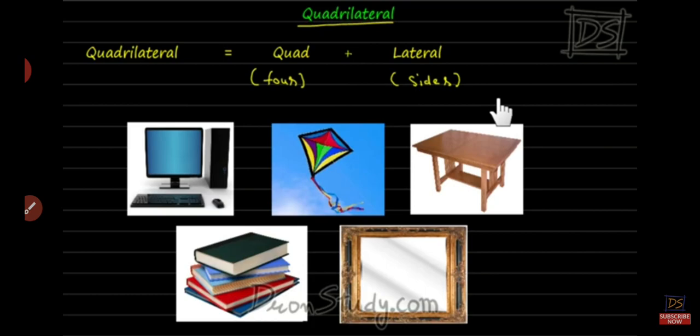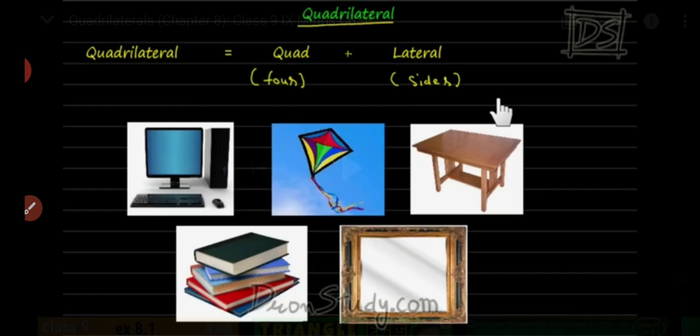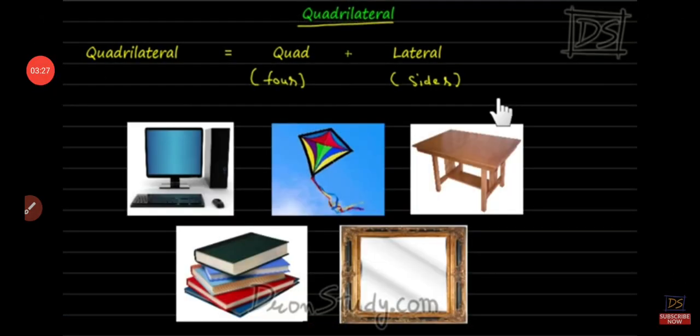Now if we talk about diagonals of a square, then the diagonals of a square bisect each other at 90 degrees, and the diagonals of a square are equal. Always the diagonals of a square are equal. And if we talk about diagonals of a rhombus, they are perpendicular bisectors of one another. Means the diagonals of a rhombus are only perpendicular bisectors of each other.